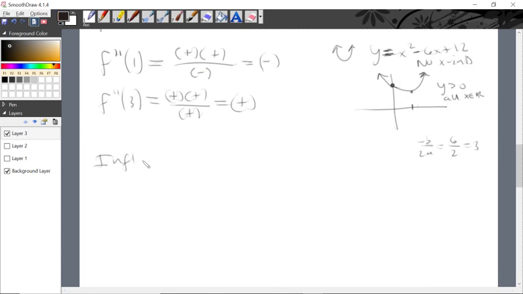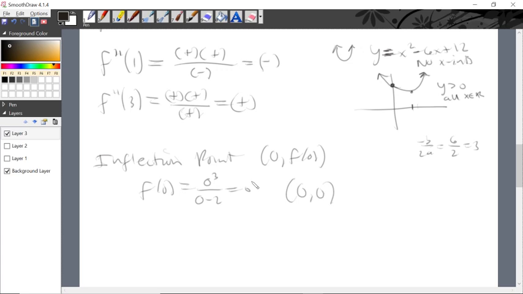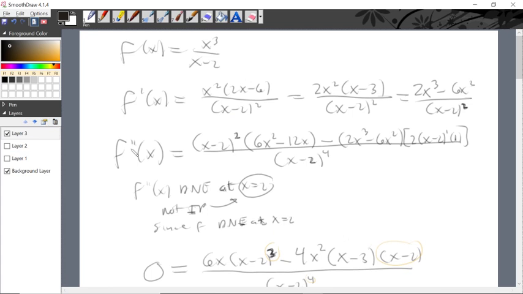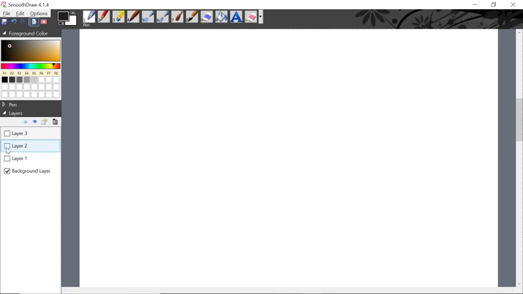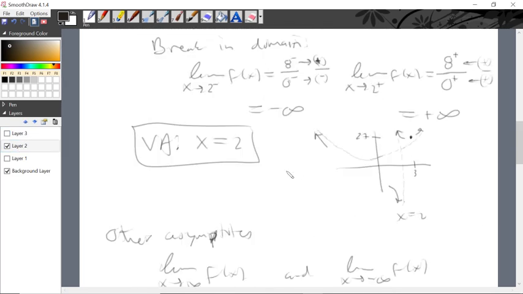Okay, so the graph has an inflection point at 0, f of 0. Now, what is f of 0? The function was x cubed over x minus 2, so that's 0. So the inflection point is located at the origin. Okay. So we can include that on our graph. And we also have information about concavity. It goes concave up to concave down to concave up again. Okay, so we'll try to improve upon our sketch over here.